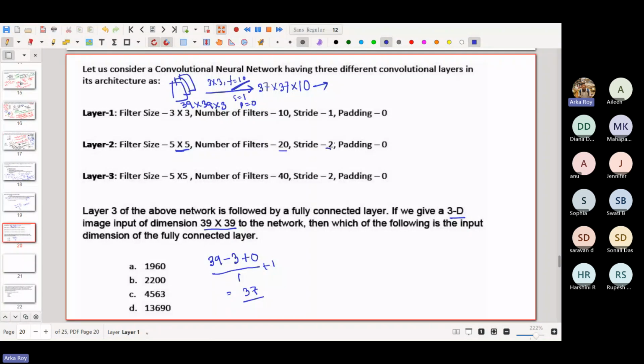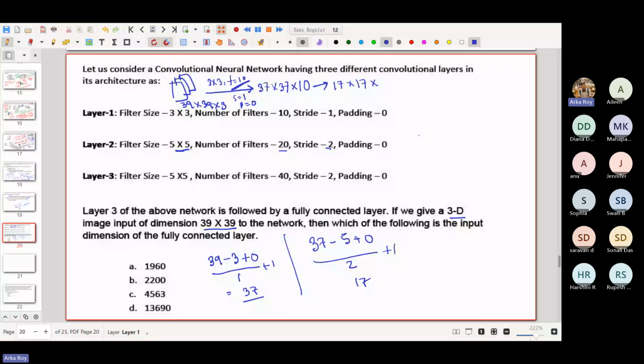So over here, it would be 37 minus 5 plus 2 into padding, which is 0, divided by stride 2, plus 1. So this will give you 16 and then 17. It would be 17 cross 17. And what would be the number of channels now? 20. Yeah, so it would be 20.